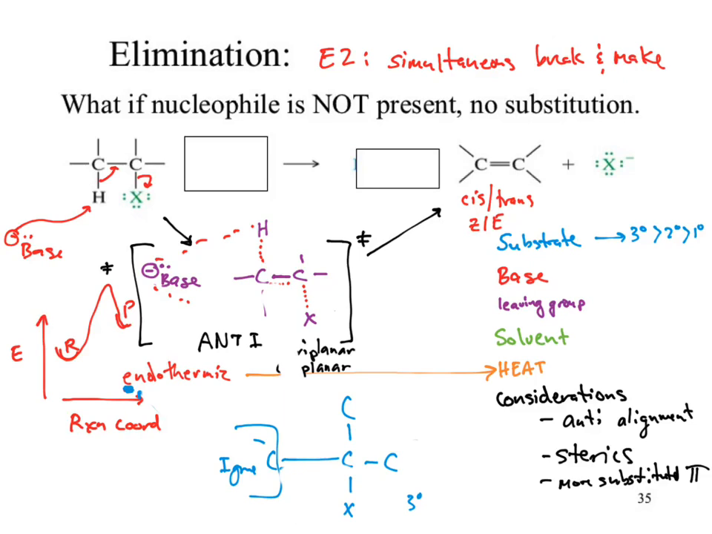Nucleophiles can act as bases. They're very hard to differentiate. That's why there's a supplemental video that goes into the exact details behind them. Okay? They are very difficult to differentiate. Okay? So in the elimination, I'm talking about it acting as a base.